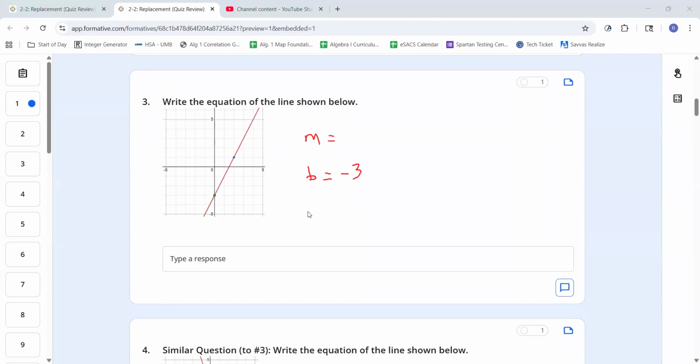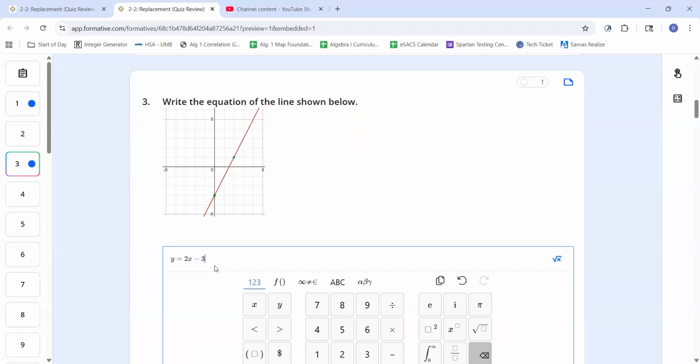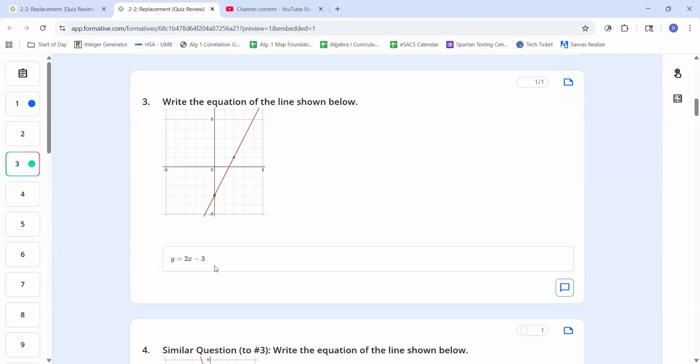Okay. And then the slope is up 1, 2, 3, 4 over 2. So up 4 is +4. Right 2 is +2. Always reduce that. So I'm going to reduce that to 2 over 1 or just 2. So in your typed response, you want to type y equals 2x minus 3. Okay, and you would want to simplify that.